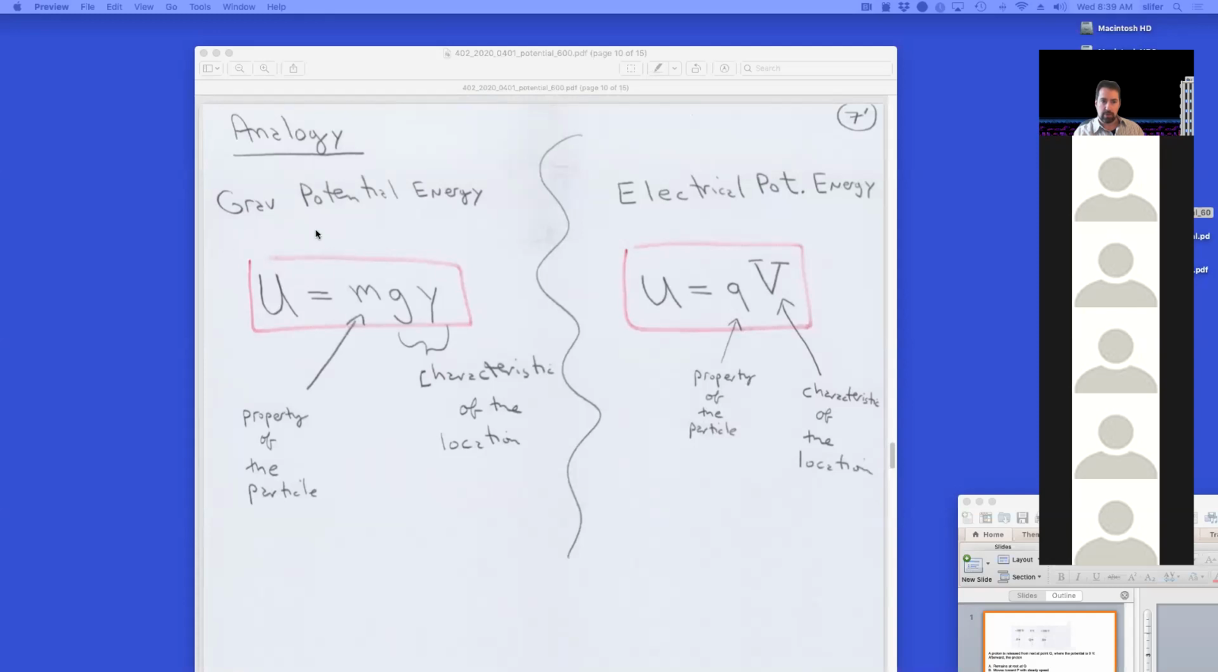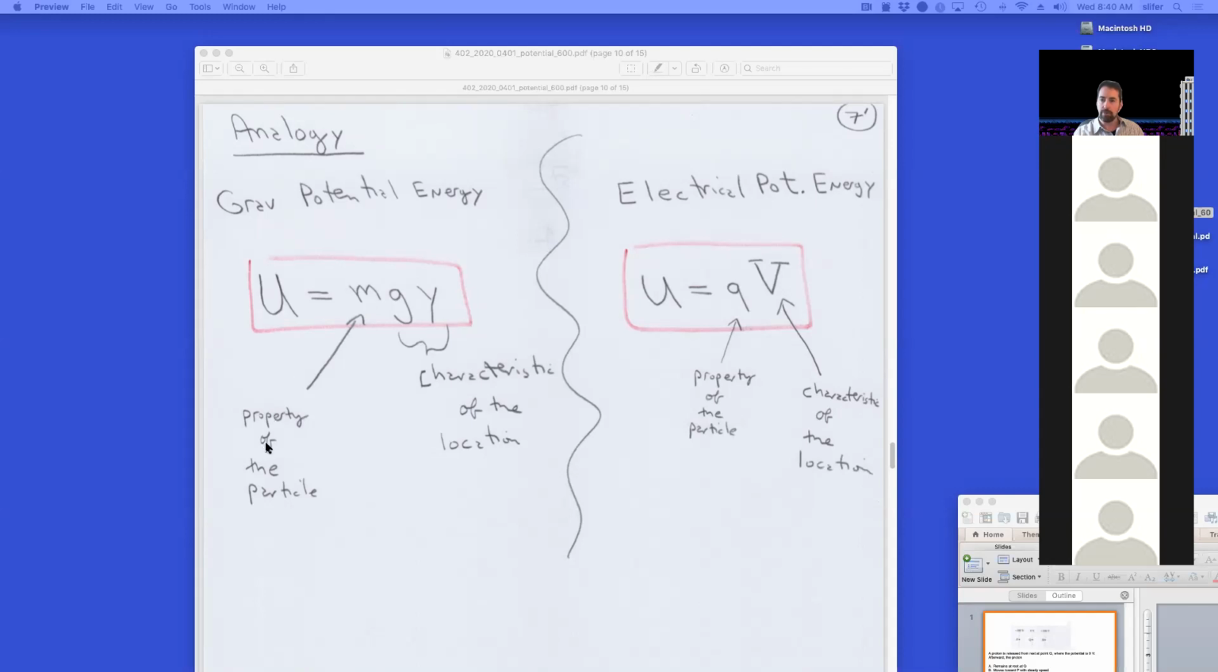So on the left, I have gravitational potential energy. I remind you that the formula for it is U equals mgy. And the m, the mass, is something that the particle is born with. The object has some intrinsic quality called mass that is not going to change as long as you don't damage or change the object in some fundamental way.